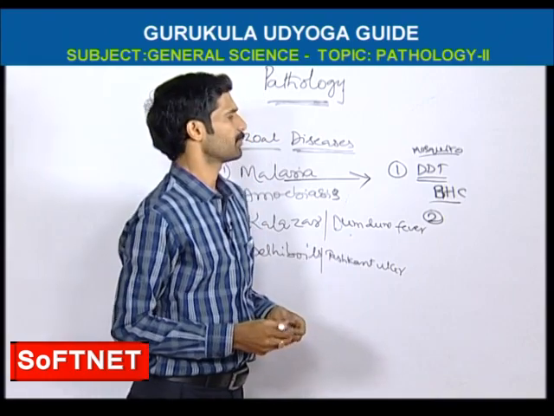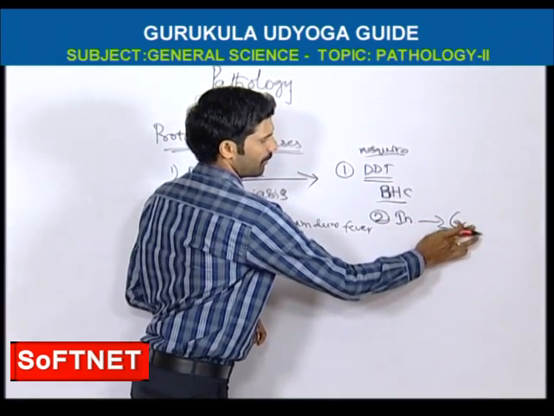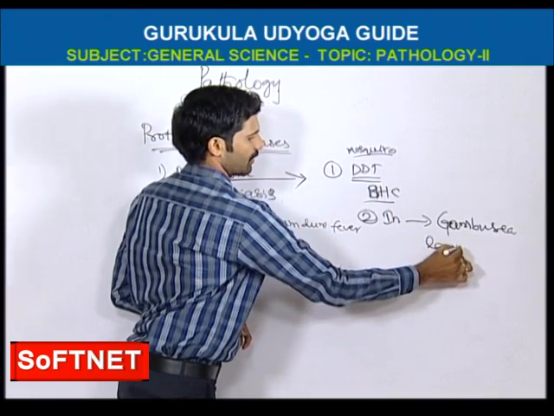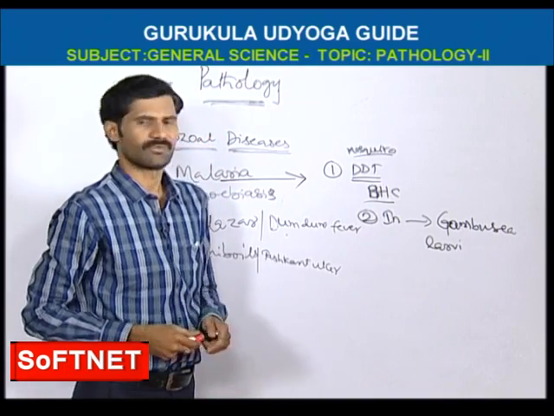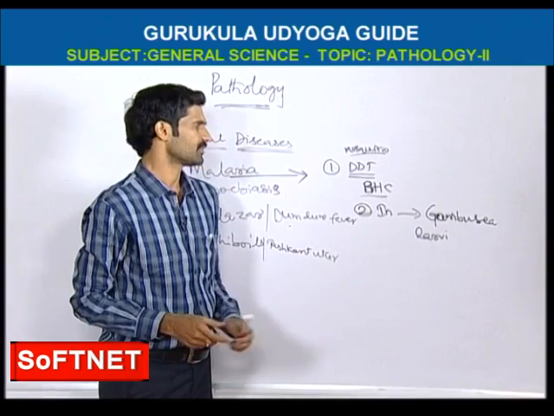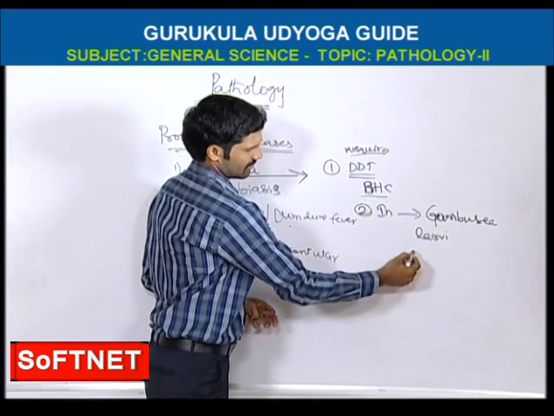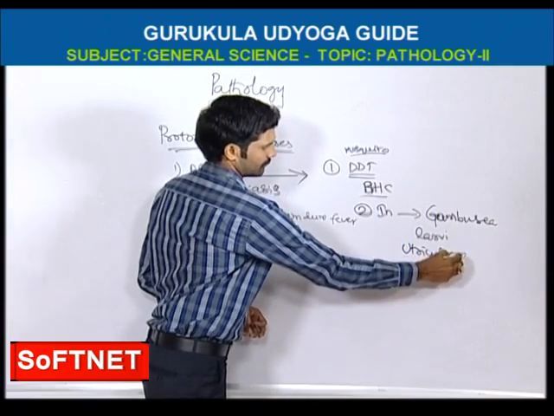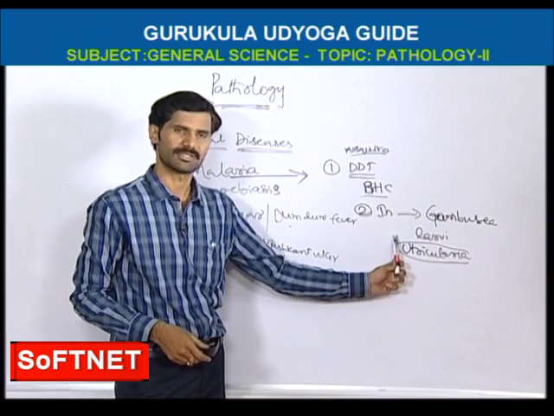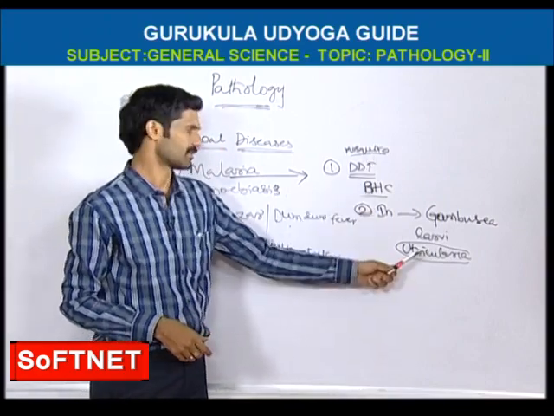The second preventive method is introducing larvivorous fish, namely Gambusia. It is a larvivorous fish that can engulf or destroy the larval forms of mosquitoes. That's why introducing Gambusia fish is another preventive method in malaria, and also planting insectivorous plants like Utricularia, Drosera, Nepenthes. These are the insectivorous plants, used for destroying mosquito eggs or larval forms.